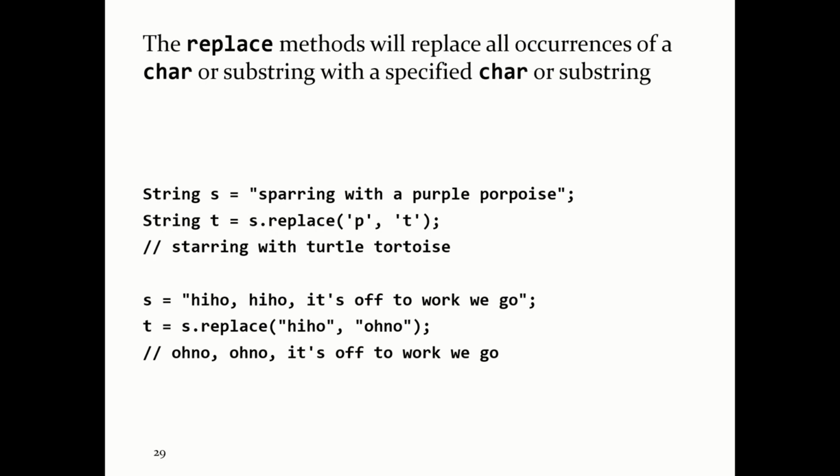You can replace characters or substrings in a string, but it doesn't actually change the string. So you have to remember that too. Strings are immutable in Java, so a method like replace doesn't change the original string. It gives you back a new string where the character P is replaced with the character T. So if I start with the string "sparring with a purple porpoise" and I replace all the P's with T's, you end up with "starring with a turtle tortoise". So you get back the new string that's assigned to the variable t.